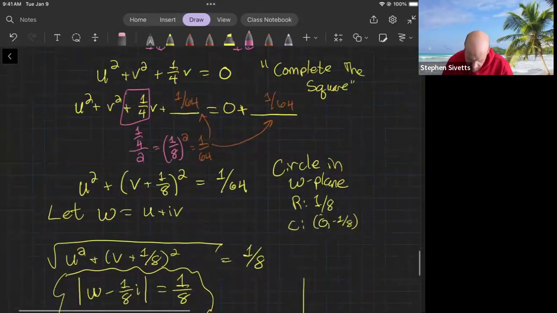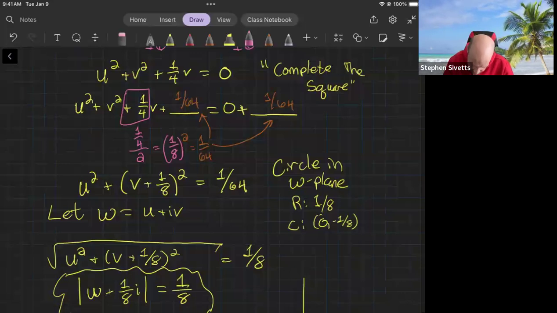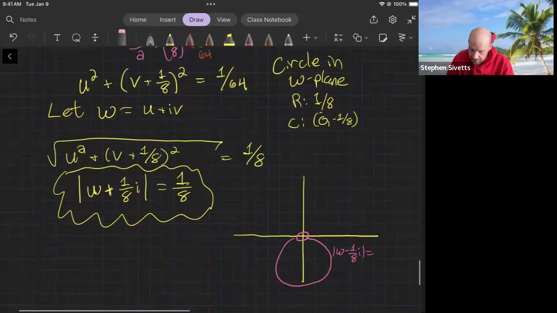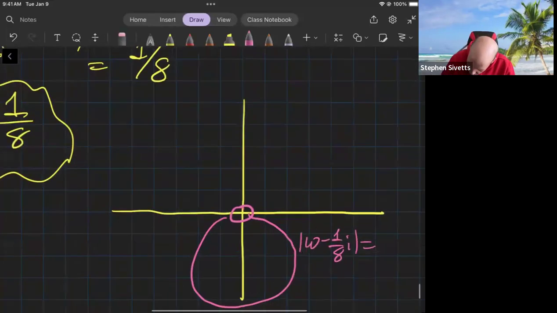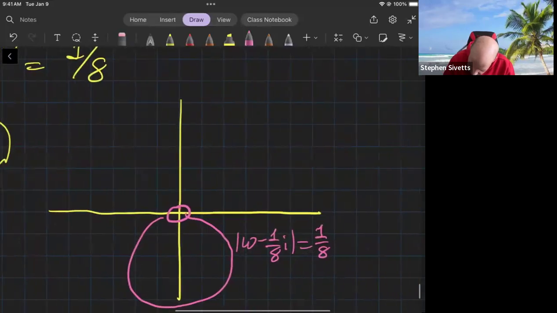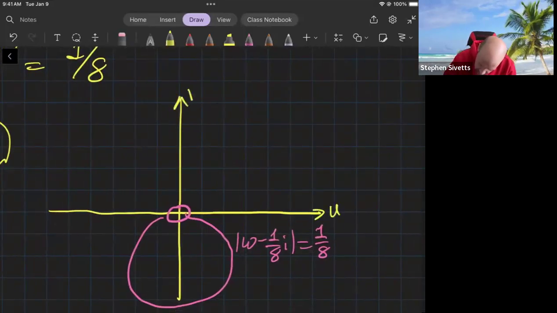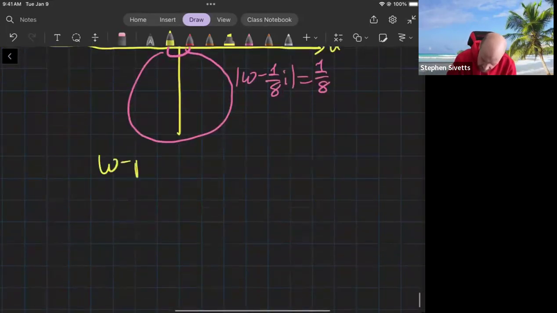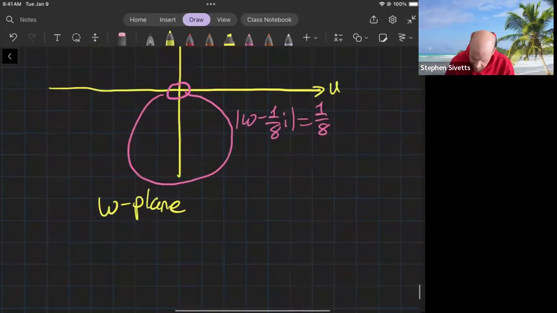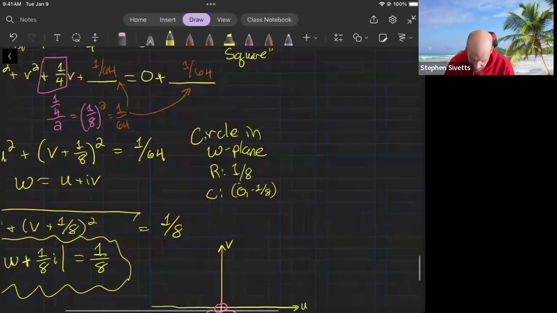Let's see. I'm sorry, this is plus because this was plus here. So, yeah. Okay, so it'll be below the real axis in the UV plane. Okay, so this is our W plane, and that would be the image.